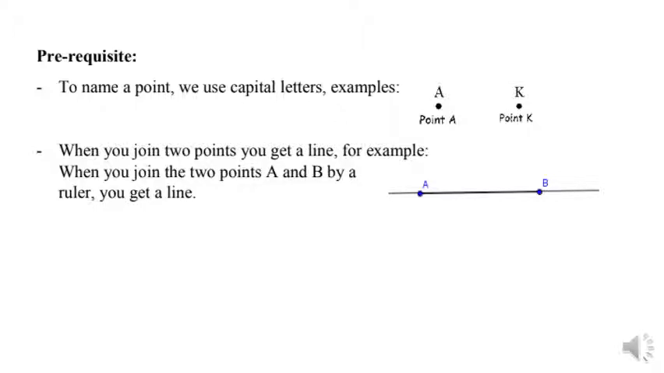To name a point, we use capital letters. Example, here we have point A, we name it as point A. This is point K, we name it as K, capital K, uppercase. When you join 2 points, for example, here we have A and B, when you join these 2 points, you will get a line.